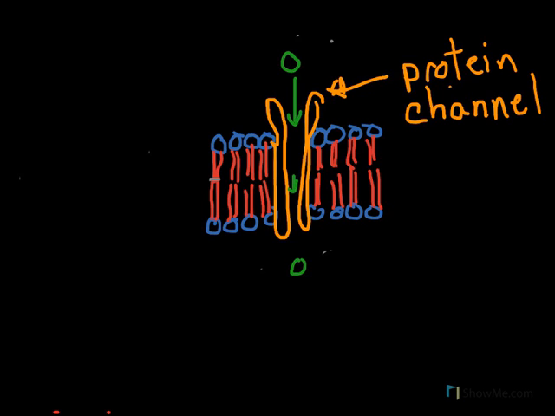And one of those molecules that would normally not fit through the plasma membrane is water. So this green molecule right here could be a water molecule. You can kind of think of it that way.